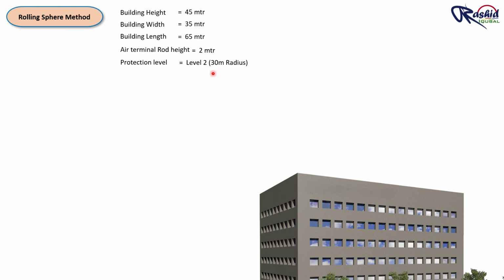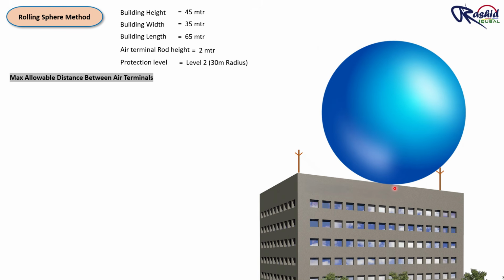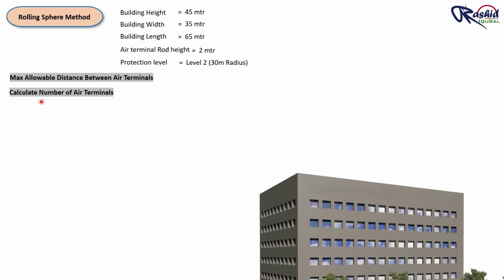as I explained earlier. So first we need to calculate maximum spacing, meaning maximum space between two terminals. Why do we need this? Because if two rods are too far, then the rolling sphere can touch the roof, leaving some parts unprotected. So the maximum spacing tells us the safe distance between rods, meaning how much maximum space we can keep between two rods. Then second, we need to find out the required number of air terminals. Once we know the maximum spacing, we can work out how many rods are needed along the length and width of the roof to cover the entire perimeter and surface without gaps.